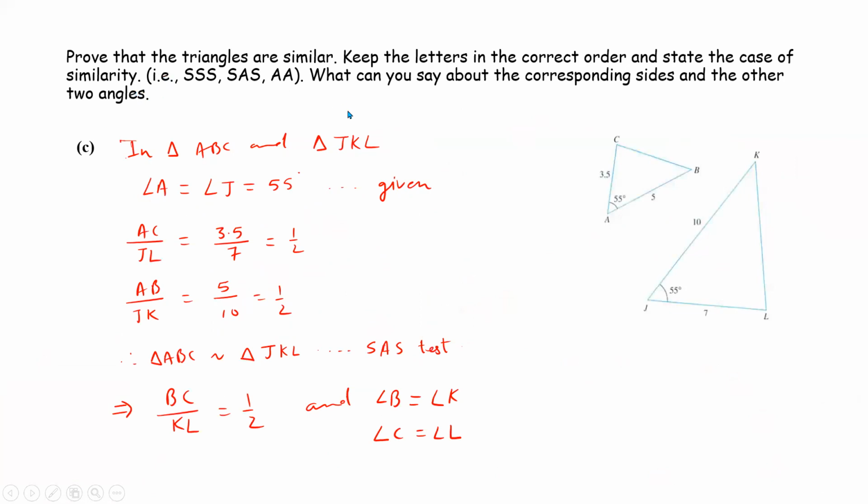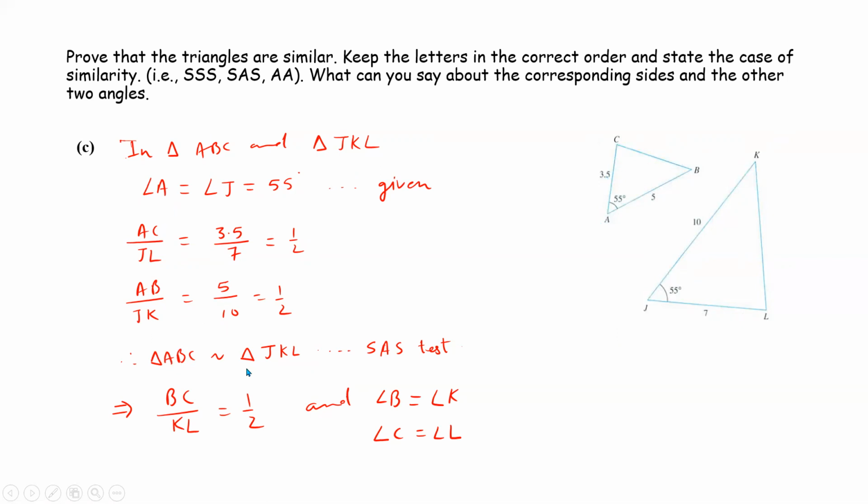Now here, there are two triangles with different shapes, but they might be similar, and we still have to prove why they are similar with proper reason. One of these tests should work there. When you look at triangle ABC and JKL, angle A and angle J are both 55 degrees. That's already given. If you look at the ratio for each corresponding side, for example AC over JL, which is 3.5 over 7, which is of course 1 over 2, half of 7. And then AB over JK, which is 5 over 10.